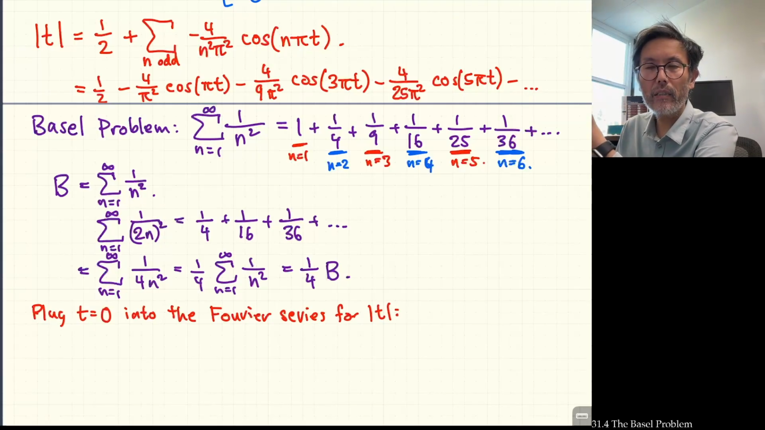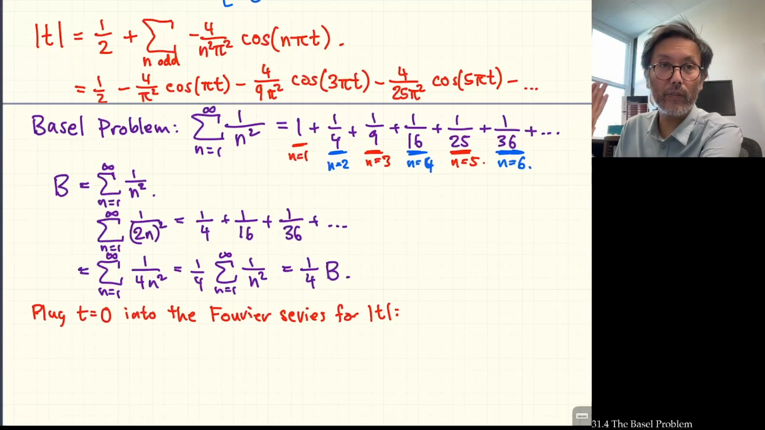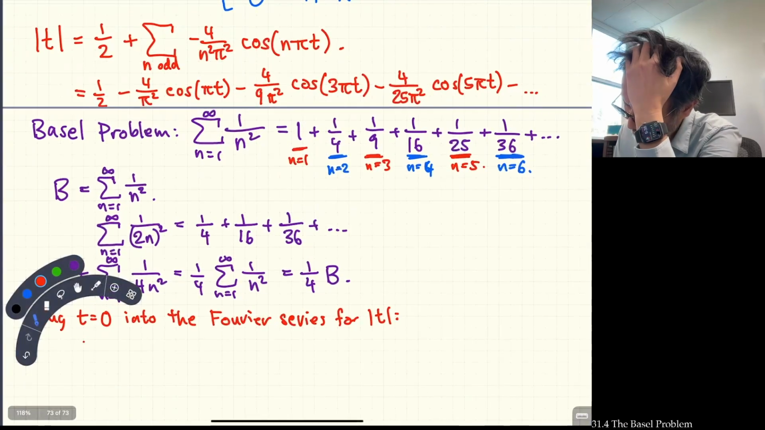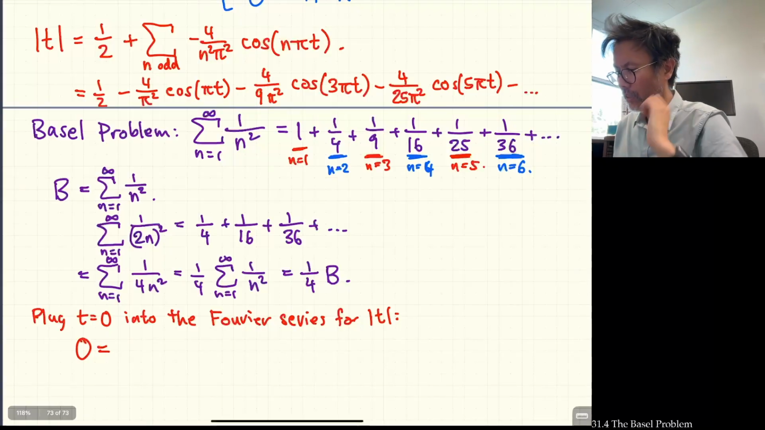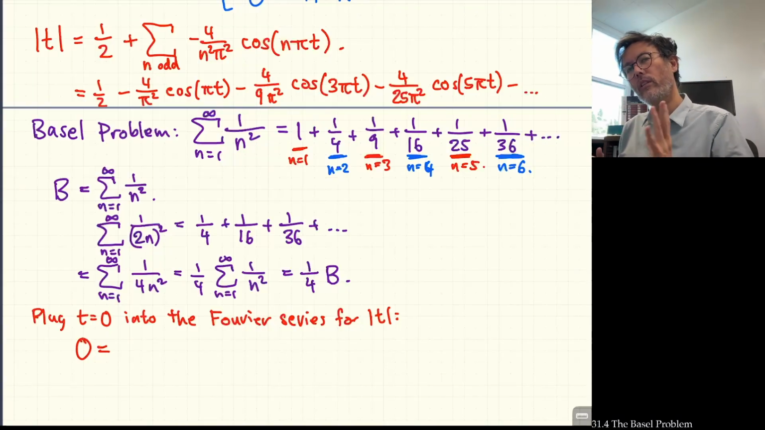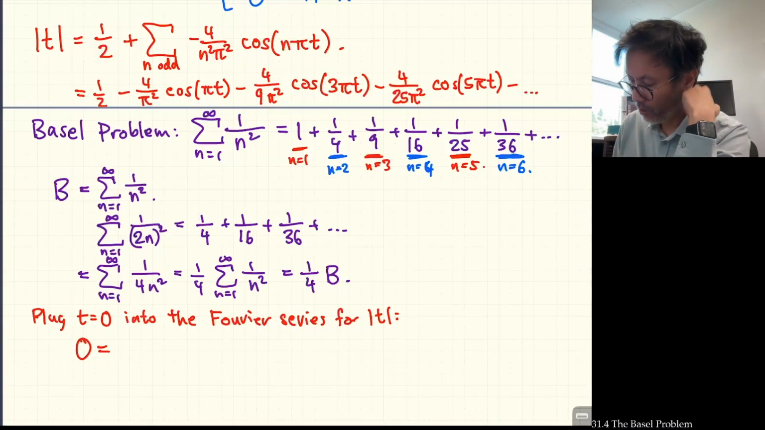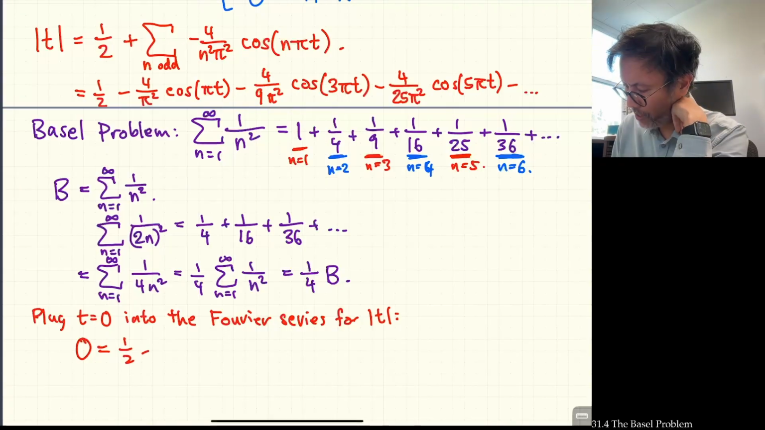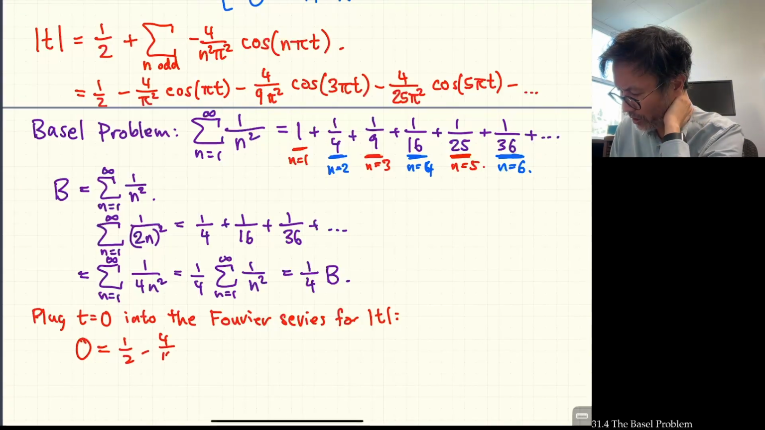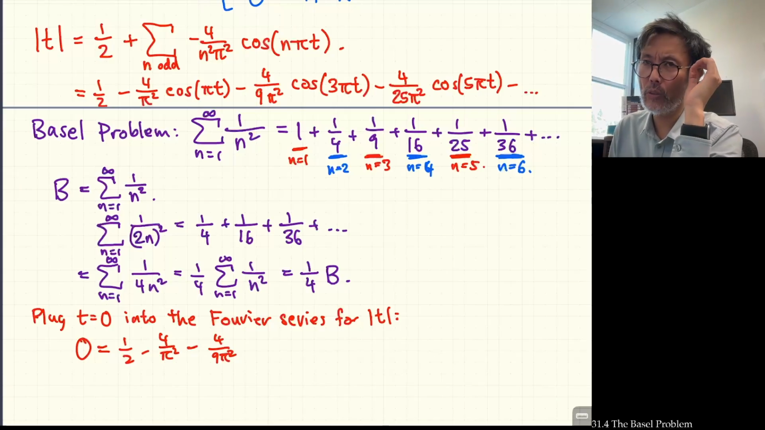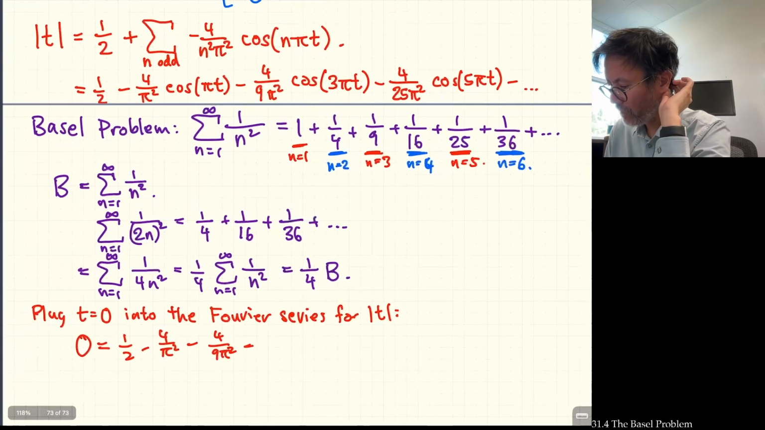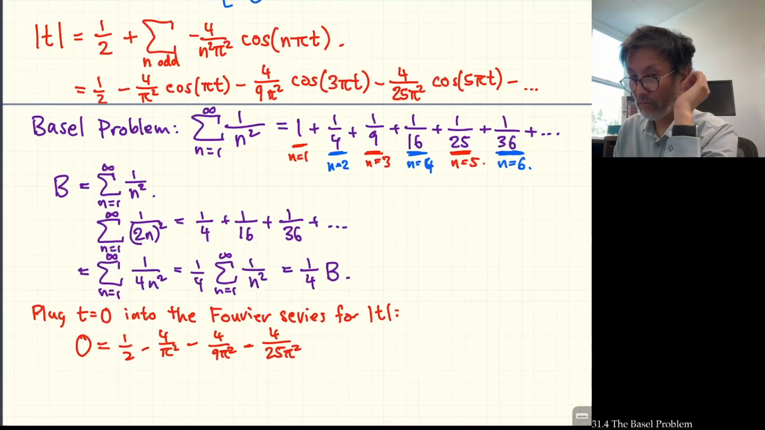So on the one hand, we get 0 because the absolute value of 0 is 0. Did you know that? It's true. What happens when we plug in t equals 0 into the series? We get 1/2 minus 4 over pi squared times cosine of 0, which is 1, minus 4 over 9 pi squared times cosine of 0, which is 1, minus 4 over 25 pi squared times 1, etc.